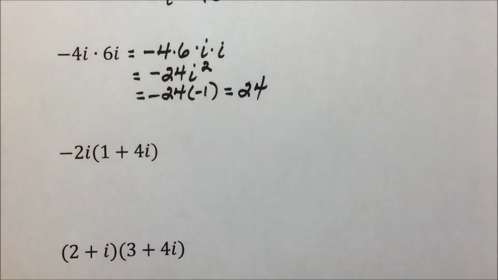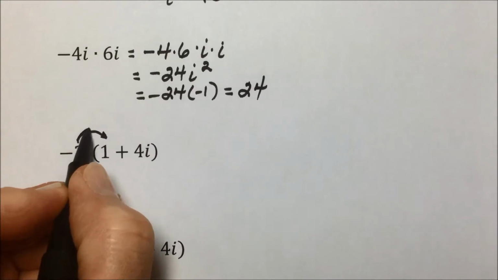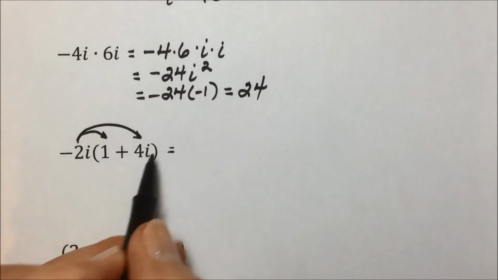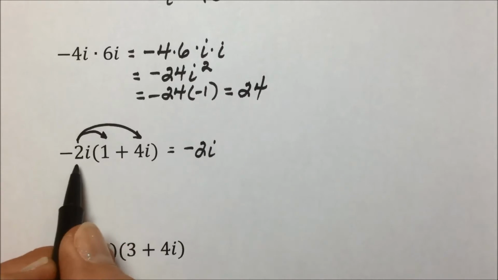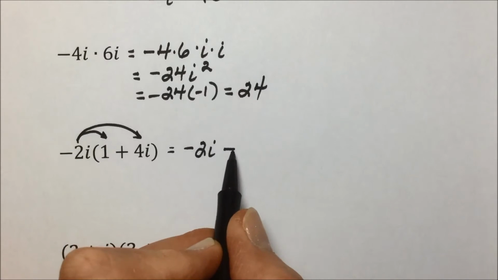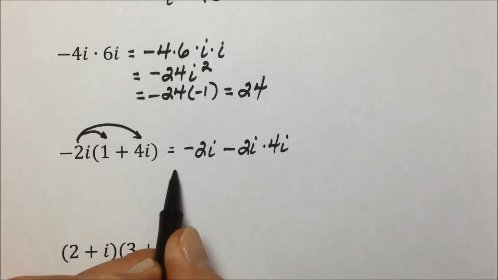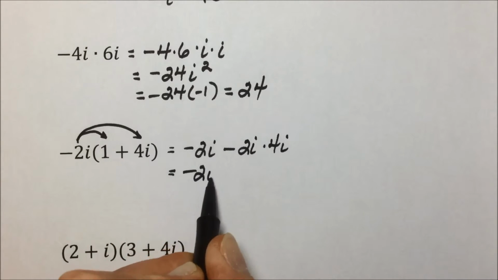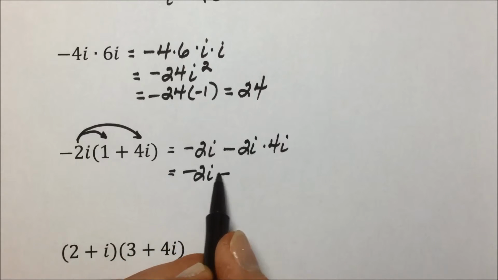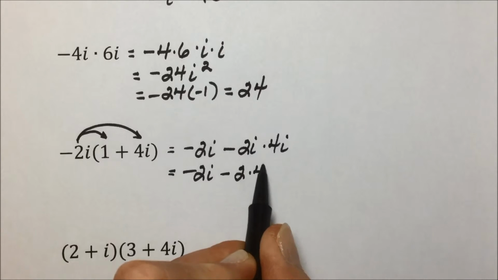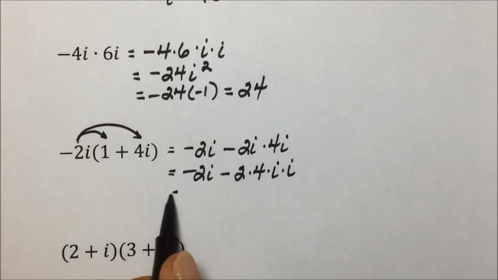In this next multiplication with complex numbers, you can think of this as a monomial times a binomial, using the distributive property to simplify. Negative 2i times 1 is negative 2i, and a negative times a positive is negative. We have a negative 2i times 4i. Well, there's nothing that we can do with the first term, but the second term we have four things multiplied together. We'll put our integers together and our i terms together in order.